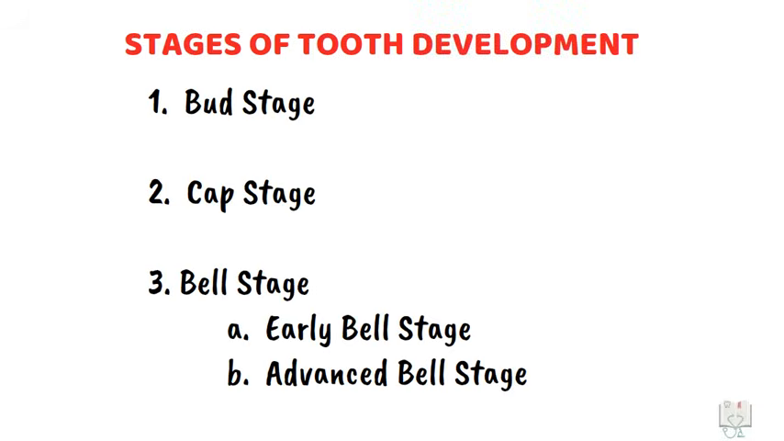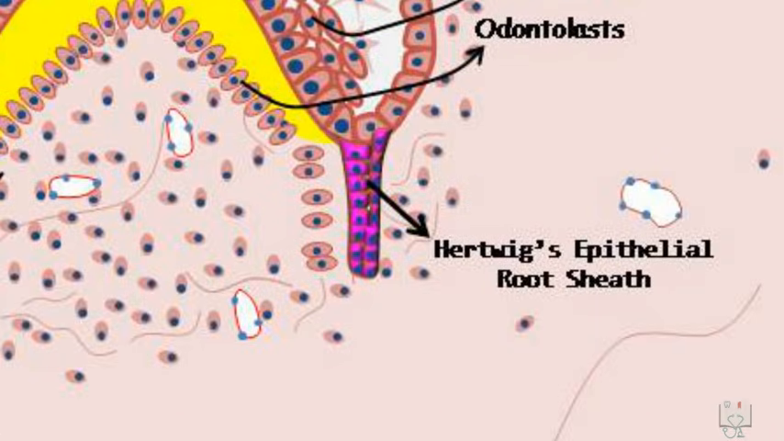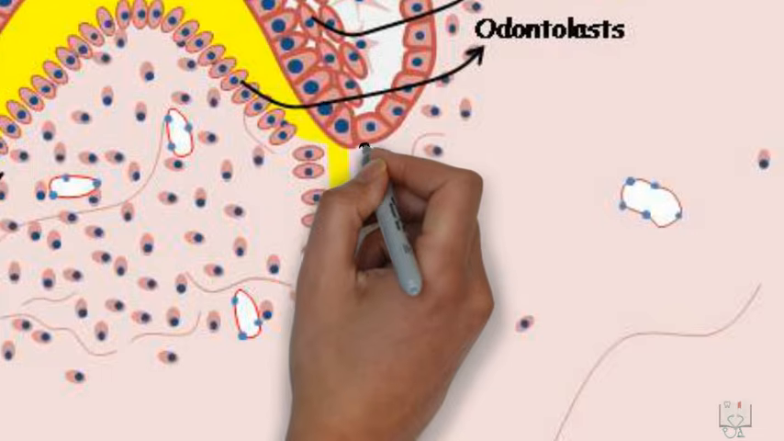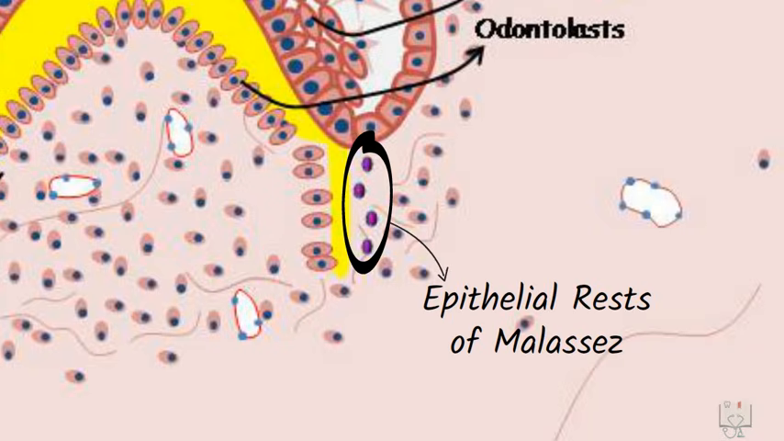If we look at their development, during the stages of tooth development, the Hertwig's epithelial root sheath initiates radicular dentine formation and then starts degenerating. The remnants left behind form the epithelial rests of Malassez.